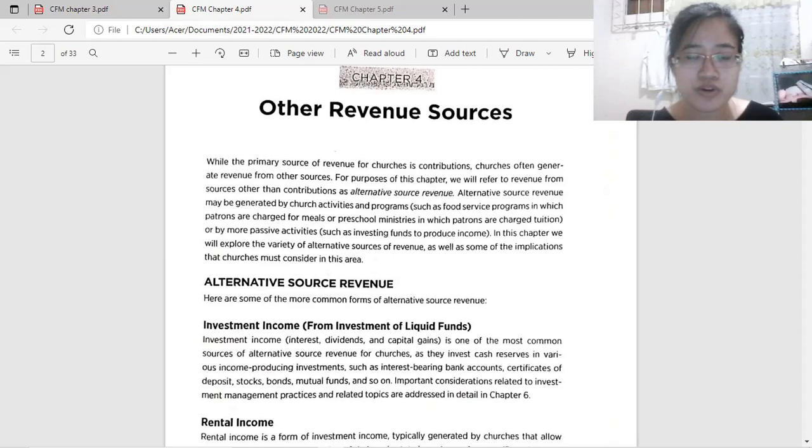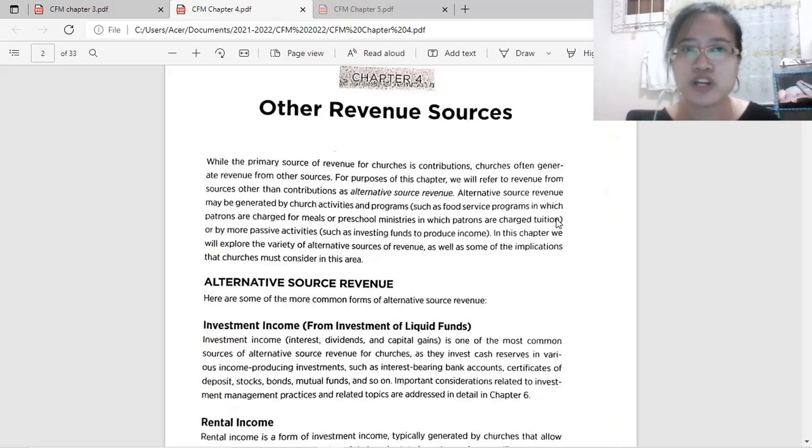Okay, so this is for the subject Church Financial Management. This is Chapter 4, Other Revenue Sources. So this is in relation to Chapter 3, Income Contributions. Okay, so other revenue sources that the church may get their funds from.